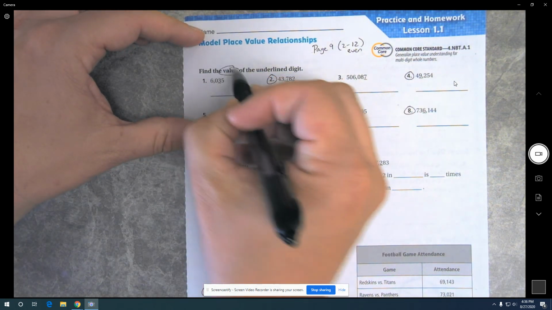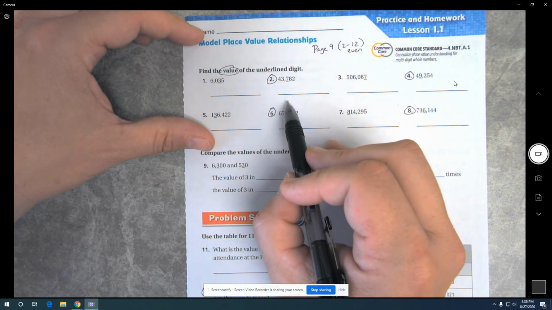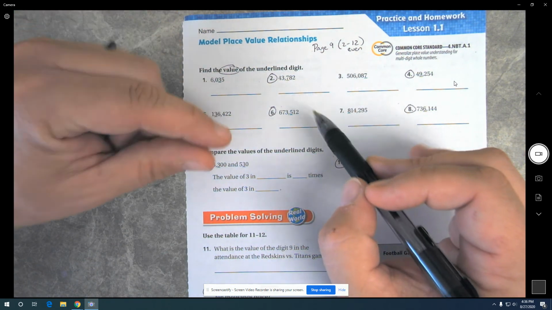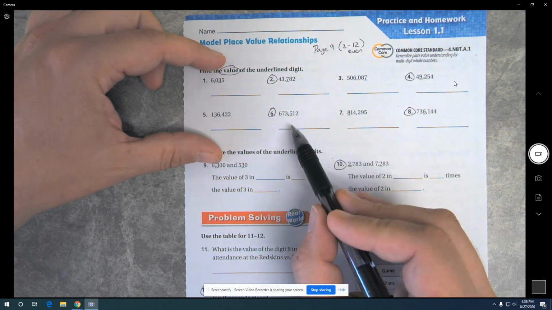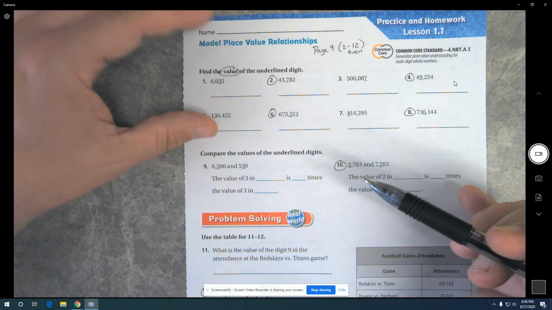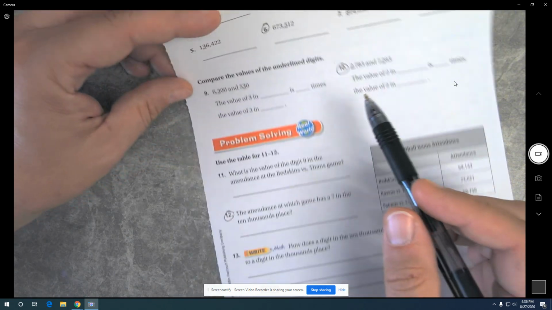Find the value of the underlined digit. Tell me what that 7's worth. Tell me what this 9 is worth. Not what place is it in. What's its value? What is it worth? What's this 5 worth? And what's the 6 worth? And if you get confused, go back to the ones we just did and see how we did them. The directions are the same.